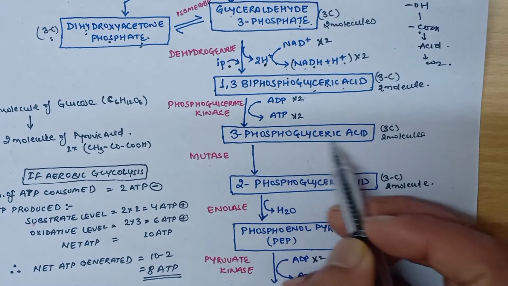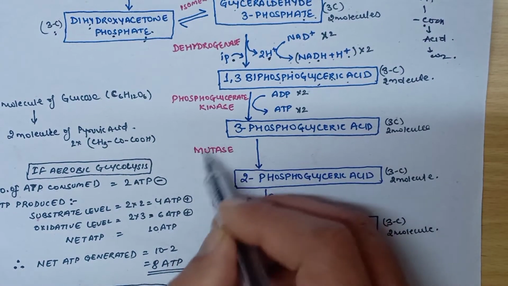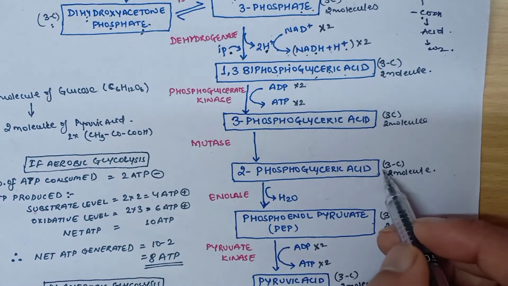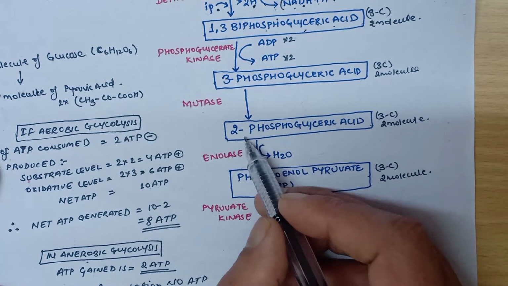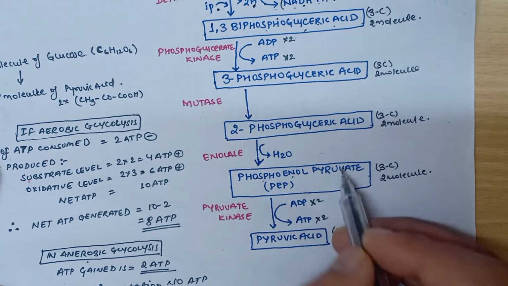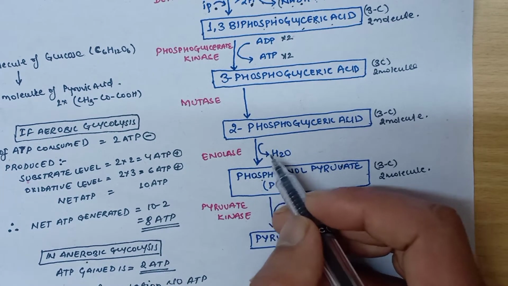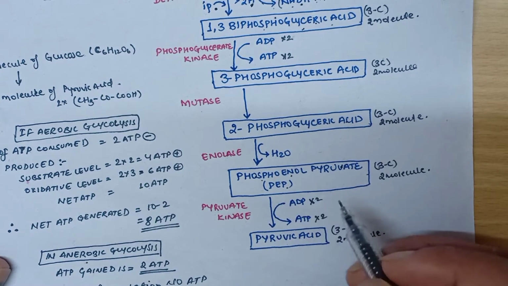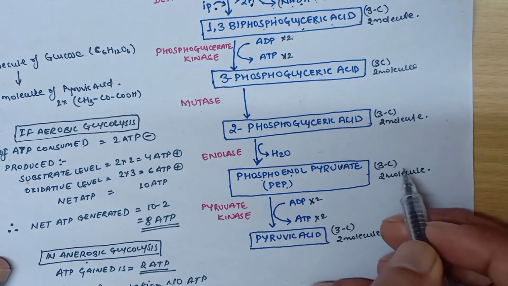Now 3-phosphoglyceric acid will undergo isomerization in the presence of the enzyme mutase to get converted into 2-phosphoglyceric acid, which is also a 3-carbon compound. And now there will be enolation, where 2-phosphoglyceric acid will get converted into phosphoenol pyruvate, that is PEP, in the presence of the enzyme enolase. And during this process, one molecule of water will be removed. So we get 2 molecules of phosphoenol pyruvate, which is also a 3-carbon compound.